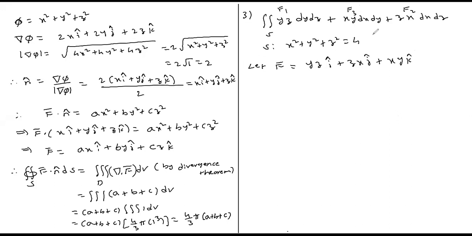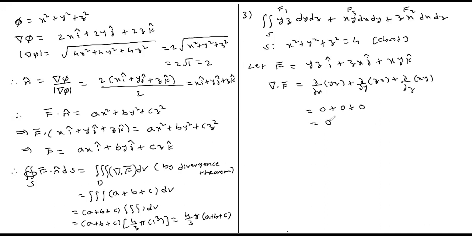And again this is a closed surface, so you can apply the Gauss divergence theorem. For that you need to find the divergence of f bar. So this is dou by dou x of yz plus dou by dou y of zx plus dou by dou z of xy. What are these partial derivatives? 0 plus 0 plus 0, which is 0.